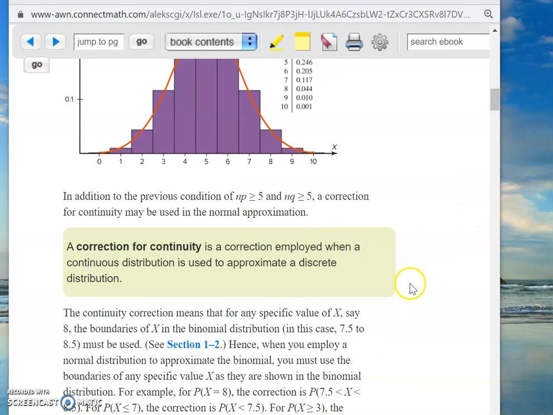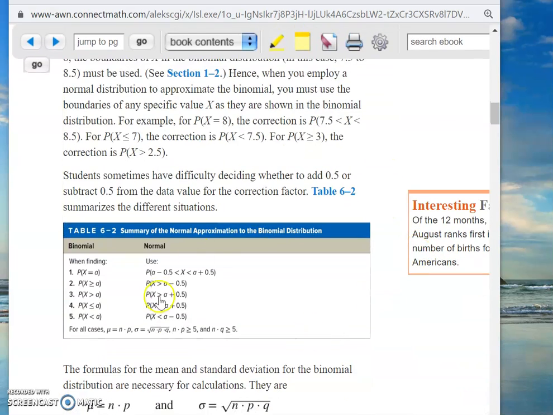Okay, the only real challenge here is understanding this correction for continuity. I refer to this table right here in my handwritten solutions. So if you have any difficulty with this, you really need to look at this table and look at the textbook. So let me go ahead and pull up my handwritten solution.